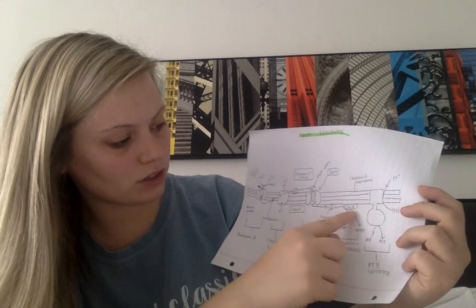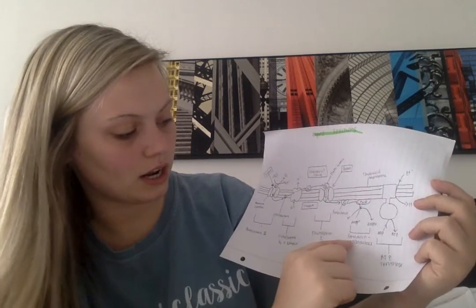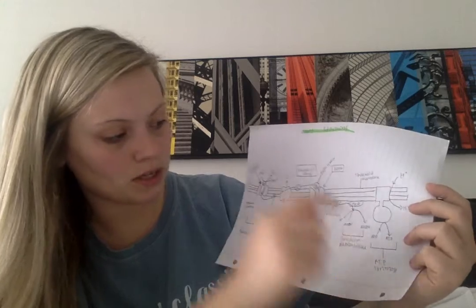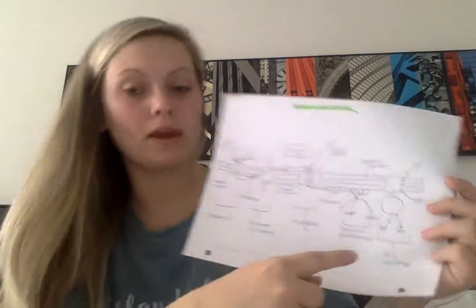and then that ferredoxin goes through and takes that H plus and NADP plus to make NADPH, and this is where the ferredoxin-NADP reductase happens. And then also from there you have H plus coming into the stroma, and you have ATP being made here at the ATP synthase.